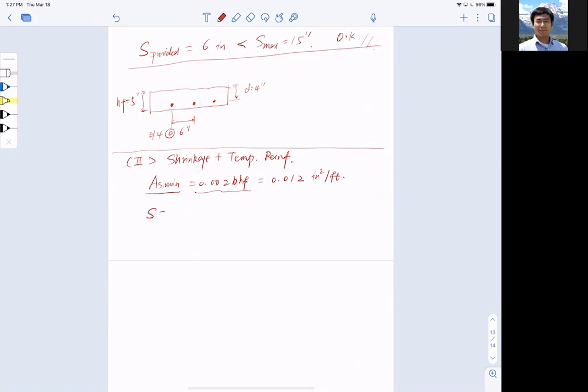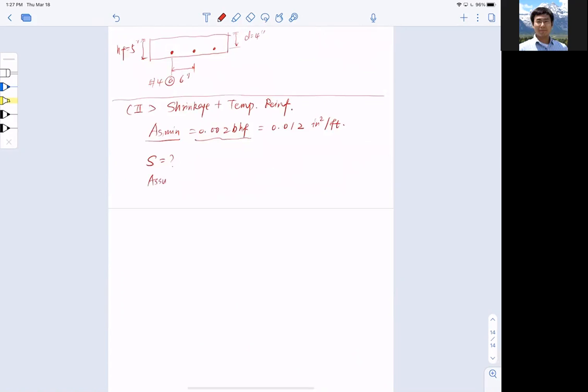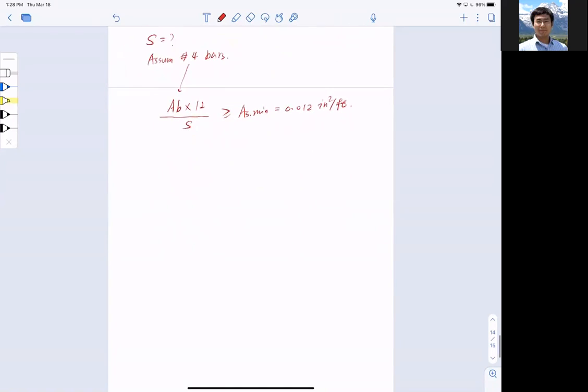But what about spacing? Let's assume number 4 bars. The whole idea becomes that I have to provide Ab, which is the number 4 bar area, multiplied by 12 divided by spacing, has to be greater than or equal to As min, which is 0.012 inch squared per foot. That's all I need, but I have to look at the spacing requirement.